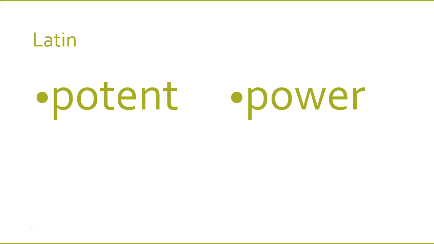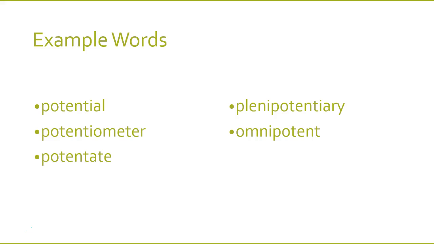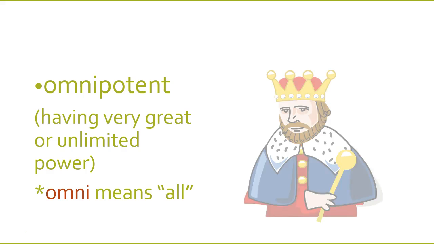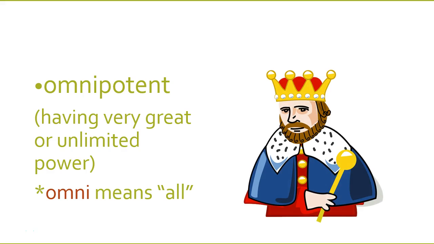Our next stem is potent. Potent means power. This is where we get our words like potential, or potentate, or the one I want to talk about, omnipotent. The stem omni means all. So if someone is omnipotent, they have very great or even possibly unlimited power.